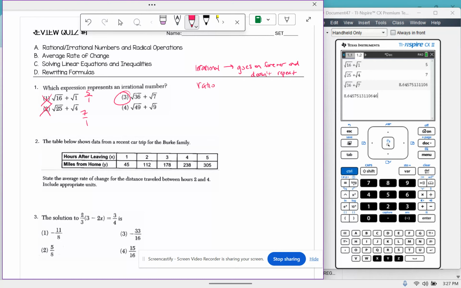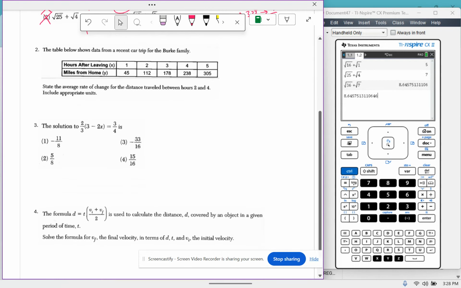Remember, a rational number does not go on forever. So either it's a decimal that ends, right? Or it's a decimal that repeats. So like this would come from 1/3, okay? Which is the ratio of two integers.